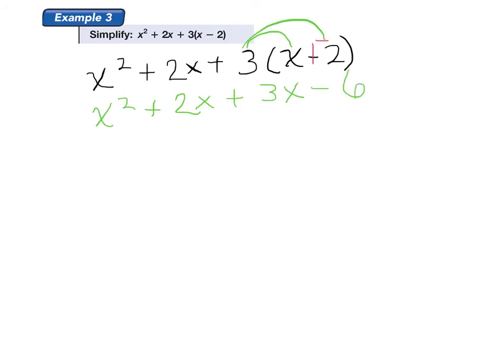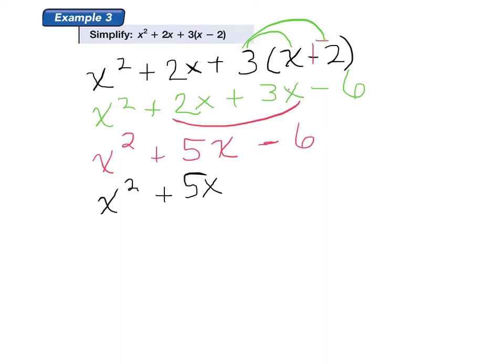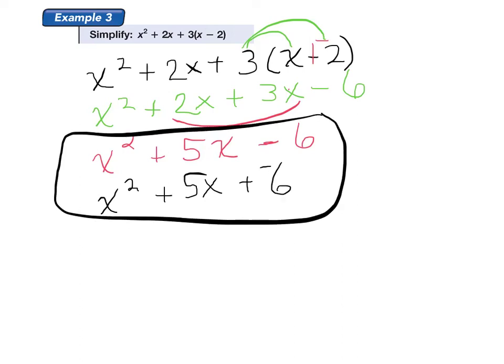Now, we have a couple things we could combine, because we're simplifying. We won't have a number answer, but we'll simplify. These two right here could be combined. So we end up with x squared plus 2 plus 3 is 5x minus 6. Or, remember, we could write this as x squared plus 5x plus a negative 6. Either one of these answers would be okay.